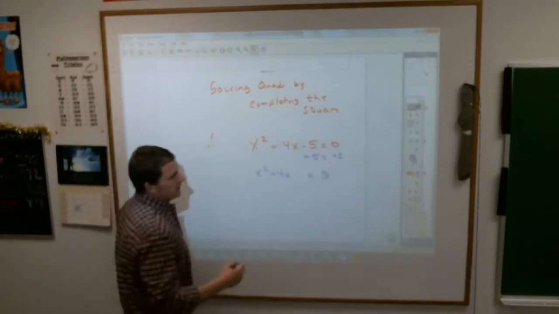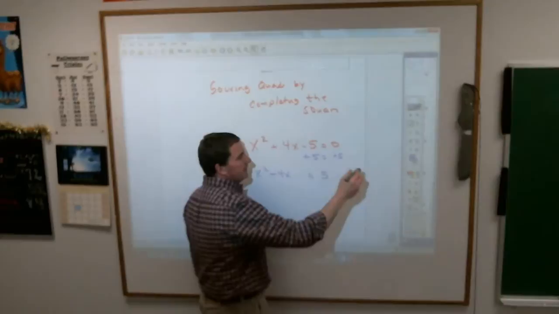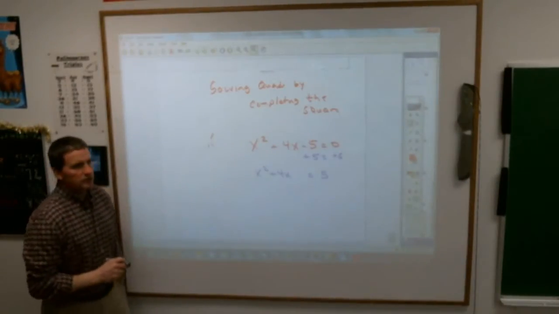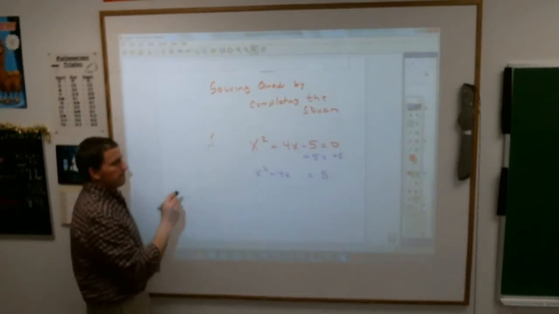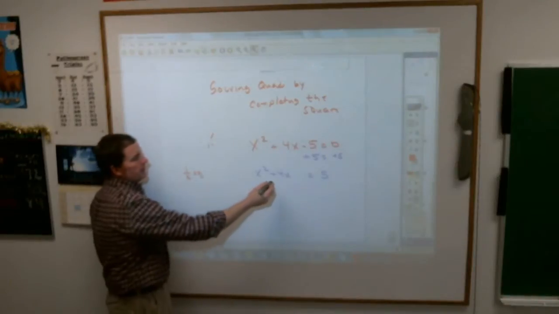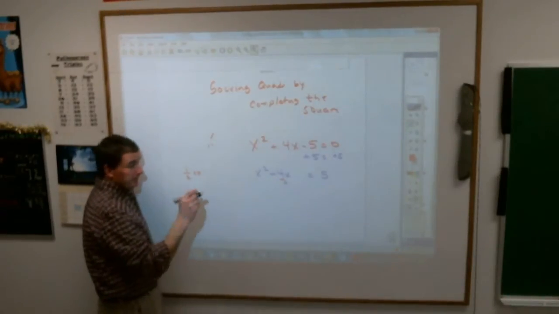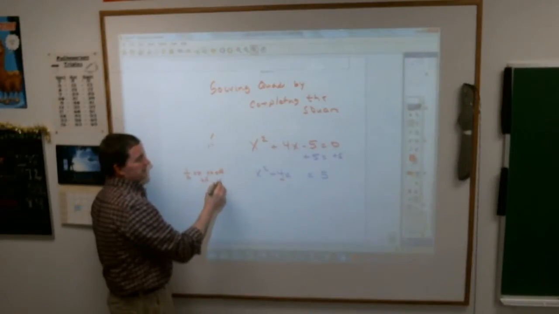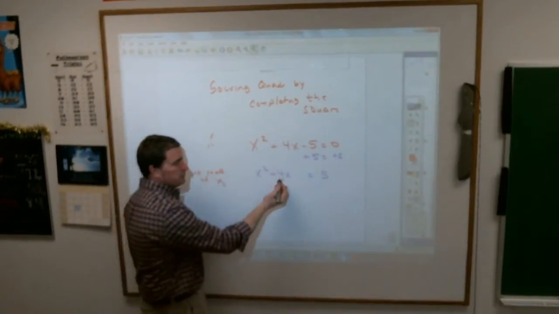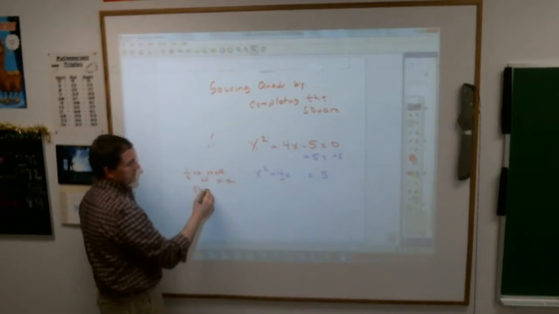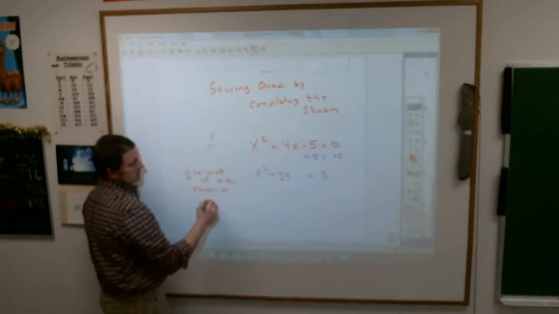Alright, here's where things get interesting. How do I do it from here? What do I do? Caroline, find half of the number in front of x. We call that the coefficient of x. Let's use math words now. Half of the coefficient of x is 2. Then we square it, right? And add to both sides.